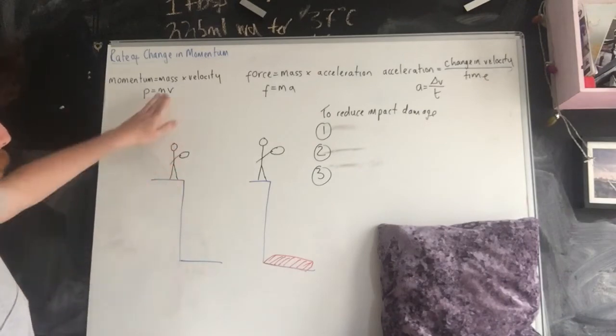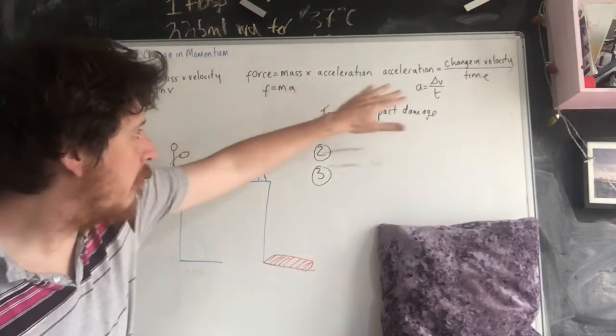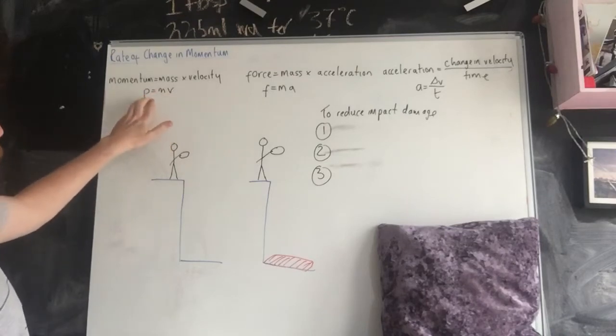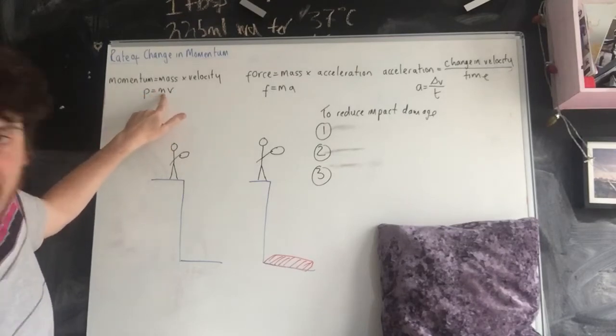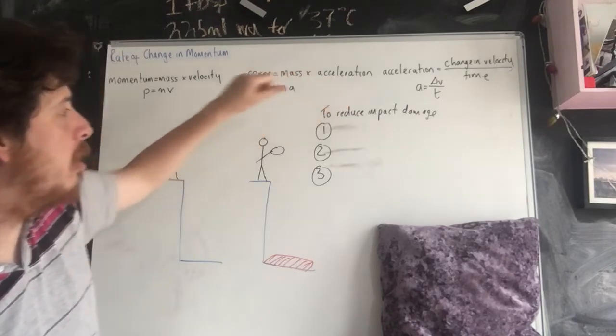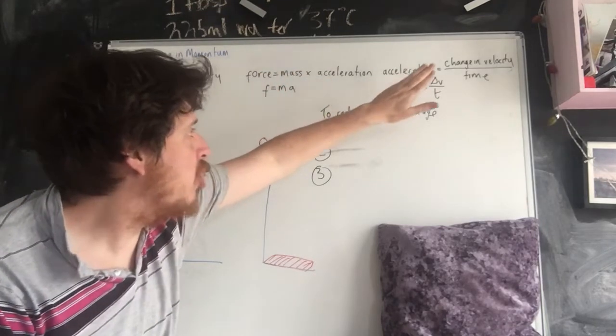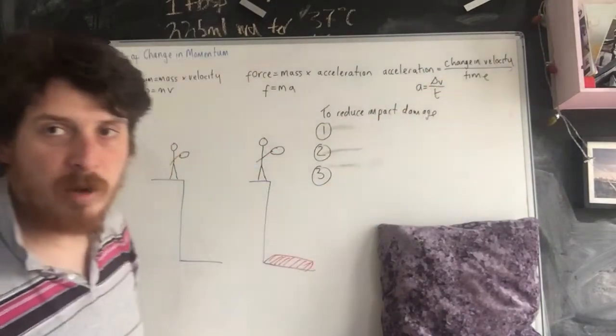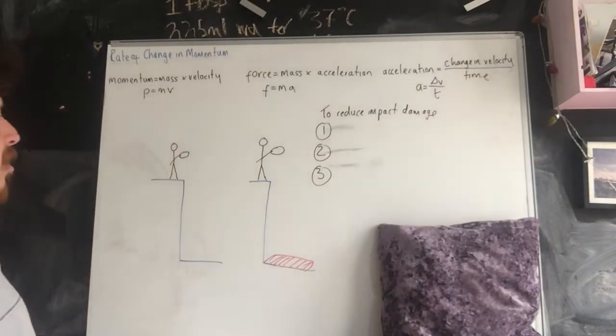So far we know that we need to remember these three equations. We need to remember momentum is mass times velocity, and we use P for momentum so it doesn't get confused with M for mass. We know that force equals mass times acceleration, and we know that acceleration is change in velocity divided by time. Delta is the triangle representing change.